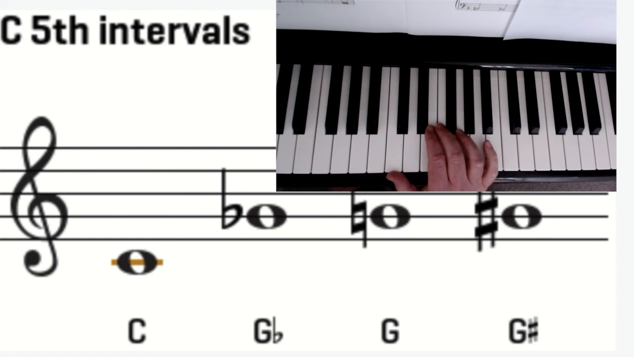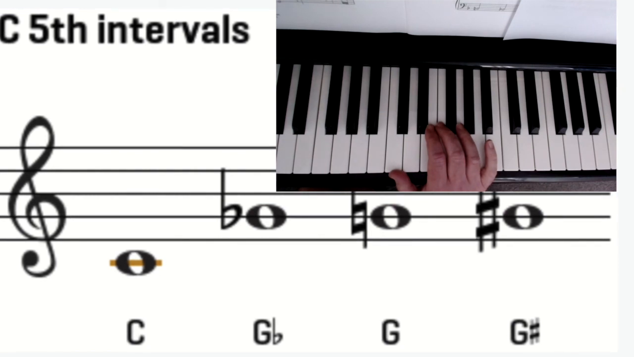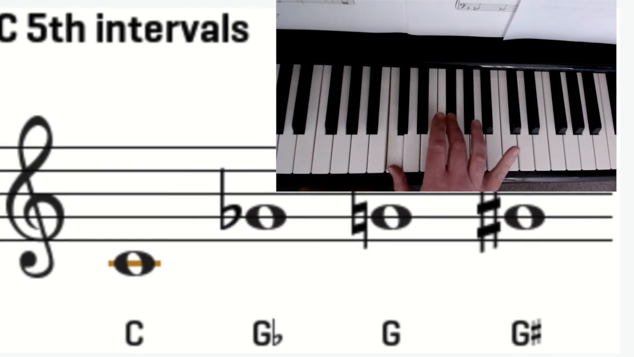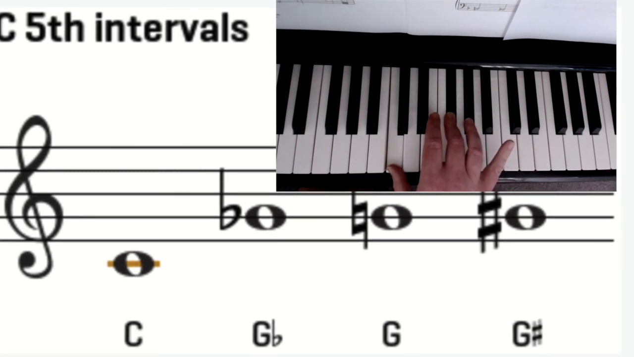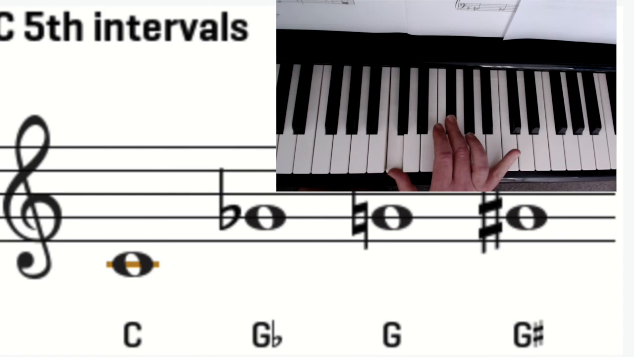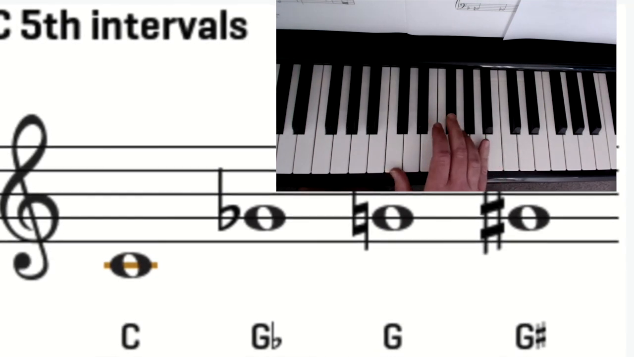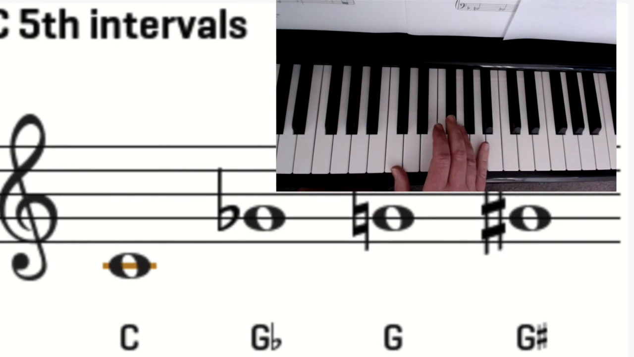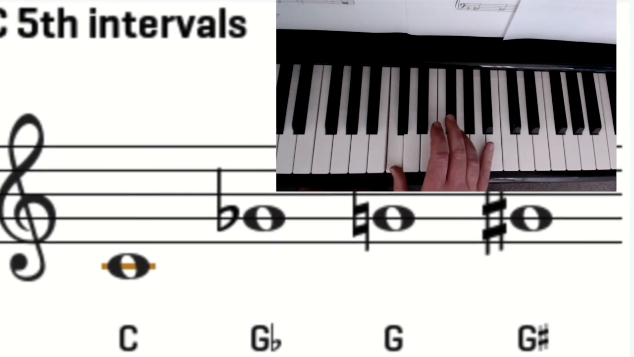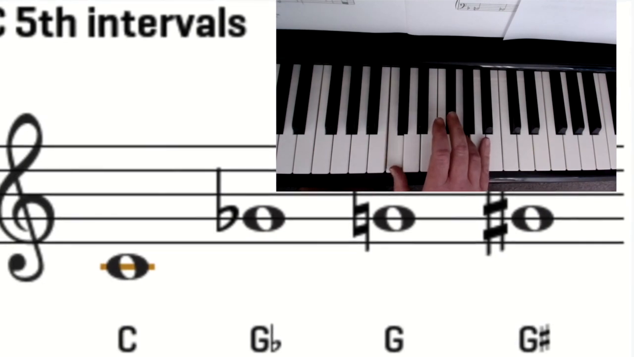One issue with this is how the interval is named, and that is to a large extent dictated by how the interval is written down. So the first interval here, C to G flat, would be called a diminished fifth, because it's smaller than a perfect fifth, which is the second interval, C to G natural.